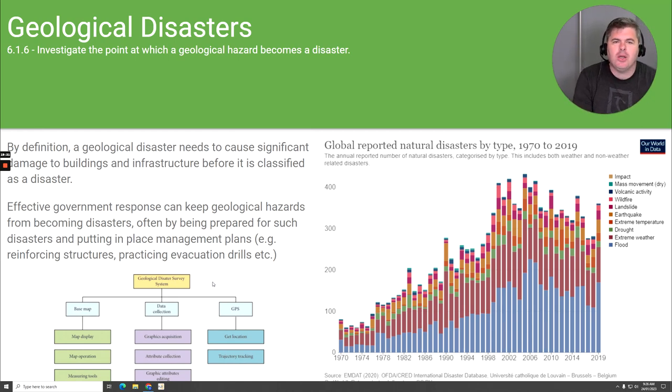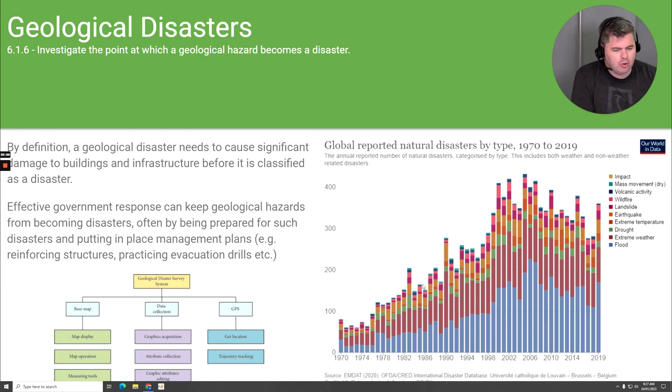So for instance, there's no point in using a map if it's outdated and doesn't show everything. There's no point in using data unless you understand what it's telling you. And there's no point in using GPS unless it's accurate. Now on the right hand side here, global reported natural disasters by type from 1970 to 2019. So here we can see a variety of natural disasters. So volcanic activity, wildfires, landslides, earthquakes, extreme temperature, drought, extreme weather, and floods.